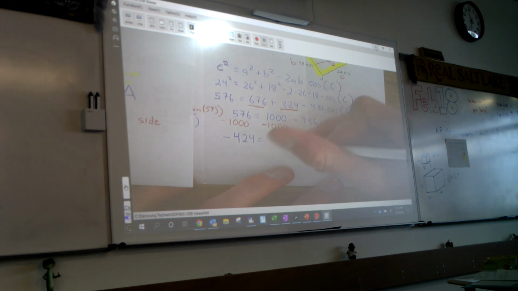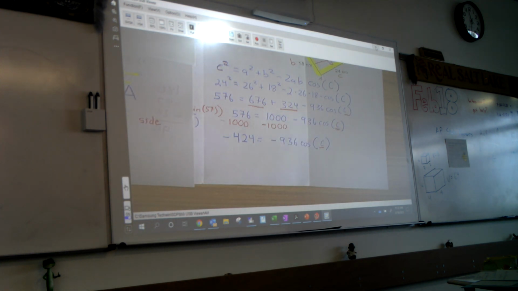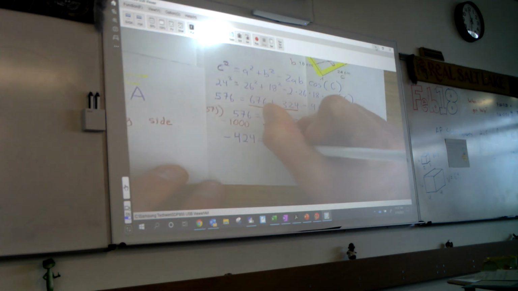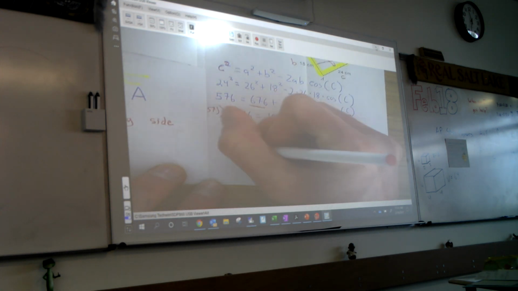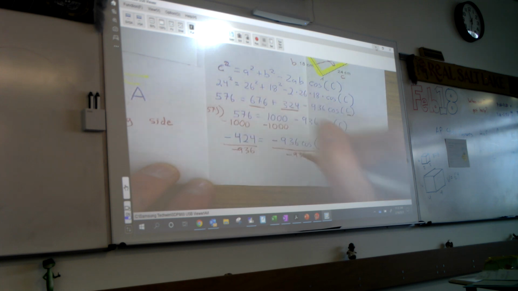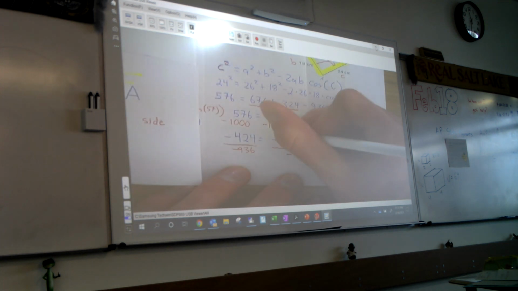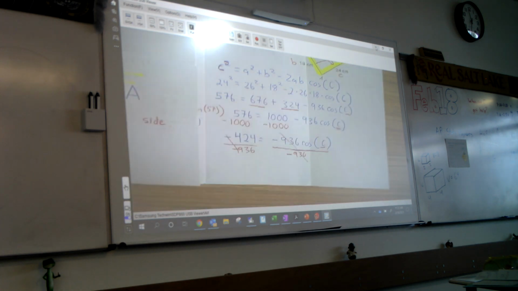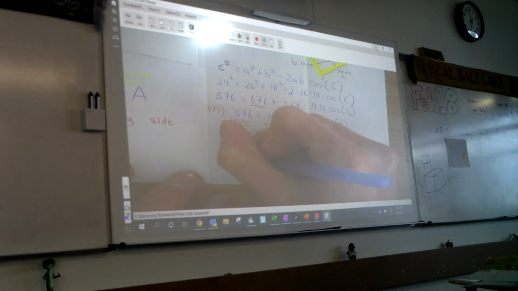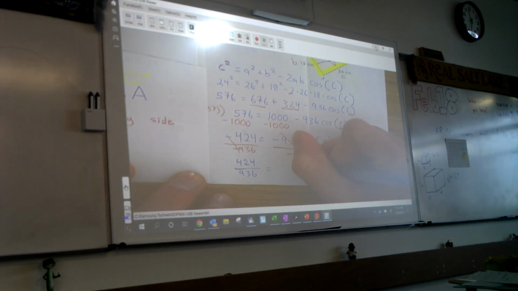So we're timesing by negative 936. What would be the opposite of that? Yeah, so let's divide both sides by negative 936, because when you divide something by itself, it turns to 1. And here a negative divided by a negative is a positive. So I'll have 424 over 936 is equal to the cosine of C.